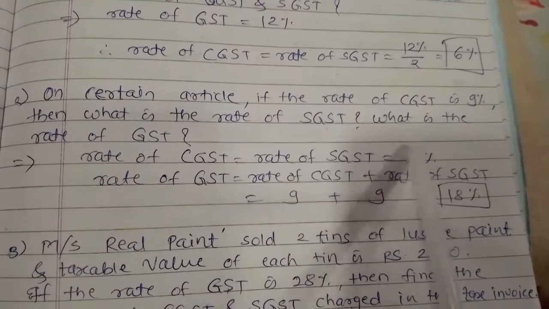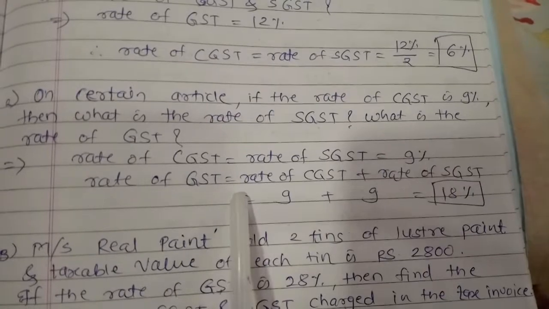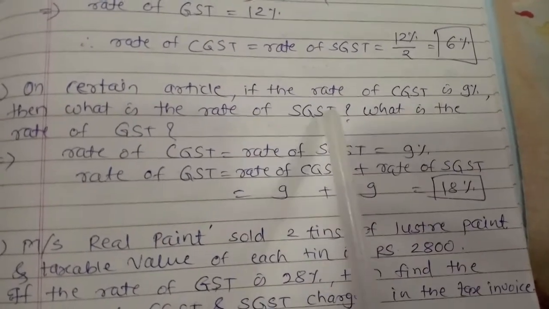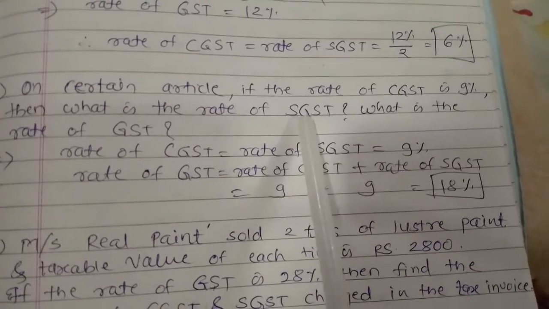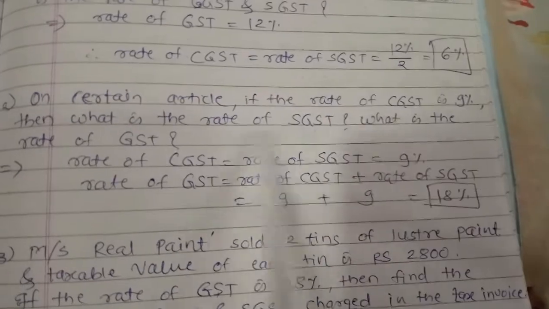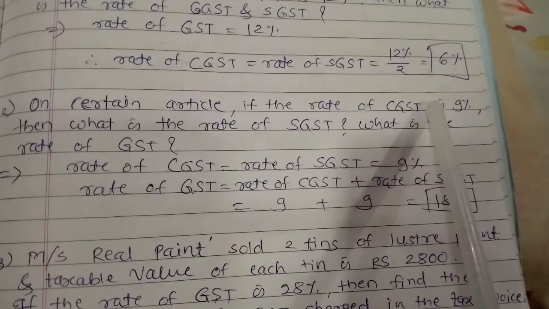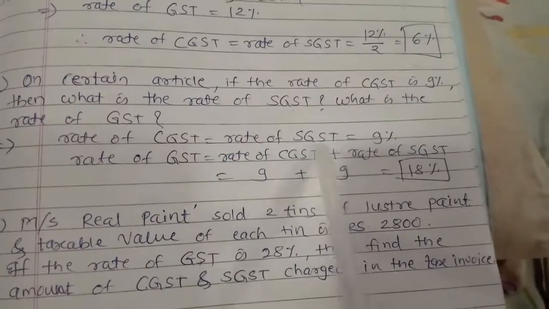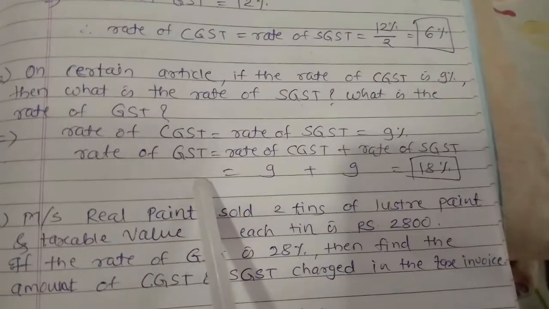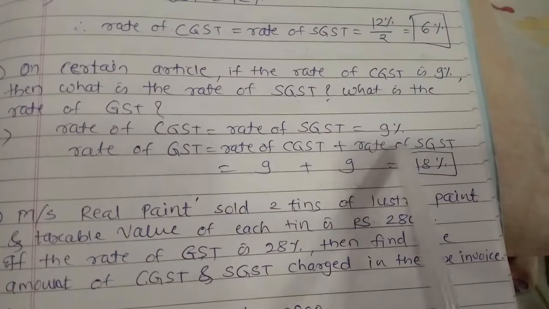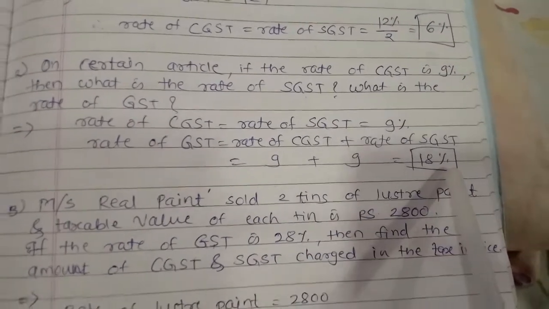Now the second example: on a certain article, if the rate of CGST is 9%, then what is the rate of SGST and what is the rate of GST? You are given the rate of CGST, means the rate of SGST is also the same, that is 9%, and the addition of these two, SGST and CGST, is nothing but the GST. So its answer must be 9 plus 9, that is 18. So here rate of CGST is equal to rate of SGST, which is 9%, and so the rate of GST is equal to SGST plus CGST, so we will get 9 plus 9, that is 18%.